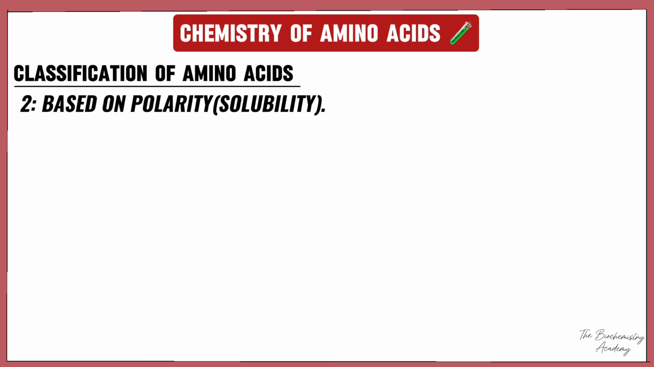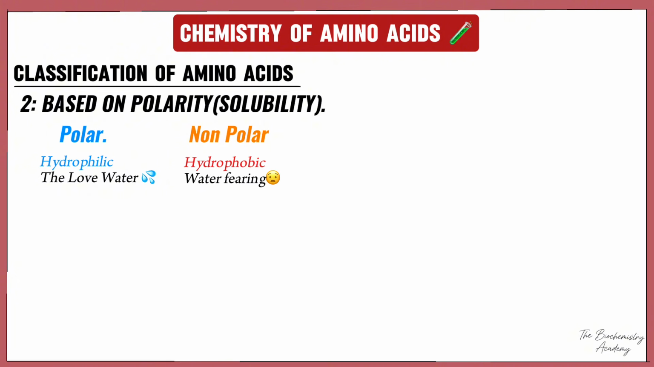Next, we'll talk about the classification based on polarity, which is solubility. Now, they can be polar or non-polar. Polar are hydrophilic, and hydrophilic means water-loving, while non-polar are hydrophobic, and hydrophobic means water-fearing, meaning that it doesn't like water. Now, examples of hydrophilic amino acids can either be negatively charged, positively charged, or uncharged.